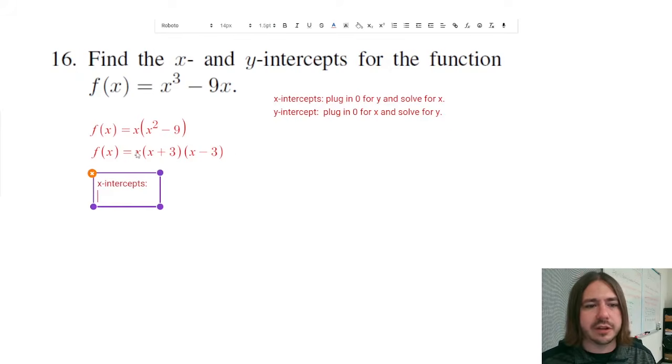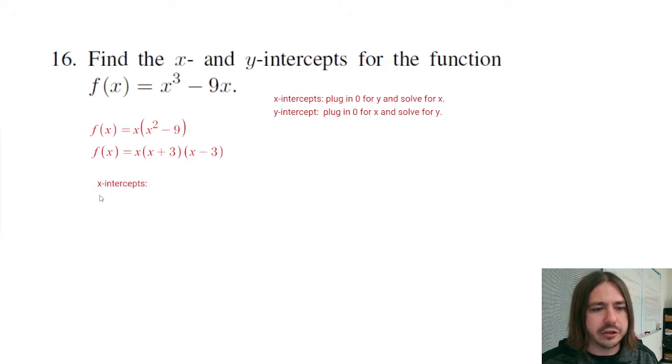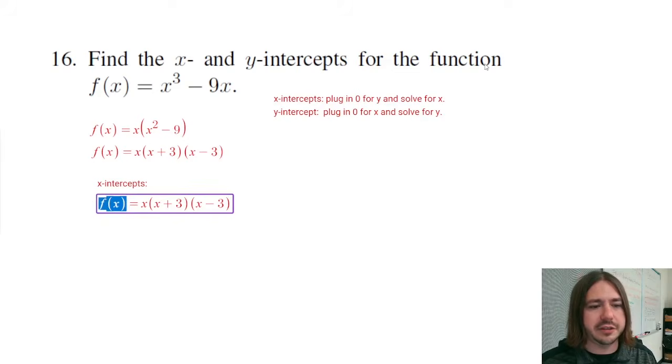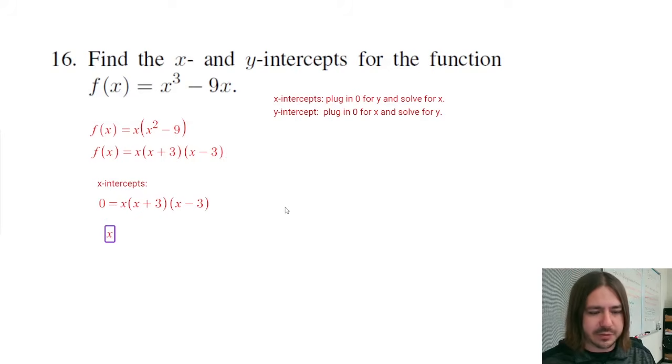To do that, we're going to plug in 0 for y and solve for x. So I'm going to go ahead and use my factored function here because it's going to be way easier to set this equal to 0 and solve it than up here. We would have to do this factoring anyway. So here we can see that our x-intercepts are going to be at 0 and then plus or minus 3.